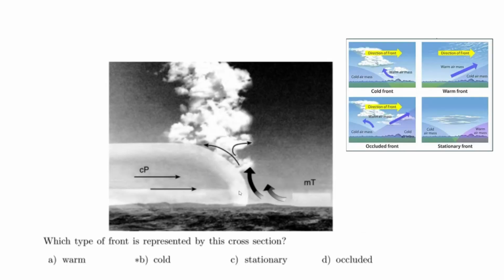Continental polar, CP, if you don't remember these symbols, they're on your reference table, page 13. Continental polar is dry because it's continent on land, and polar, cold, cold and dry. And maritime tropical is humid. Maritime means on water. Tropical is warm. So this is warm and humid. When a cold and dry air mass pushes a warm and humid air mass up, that's actually a cold front.